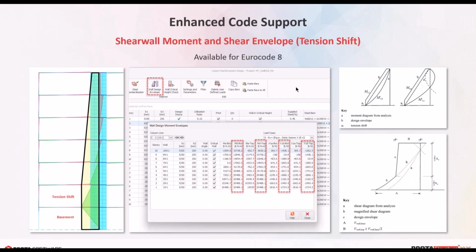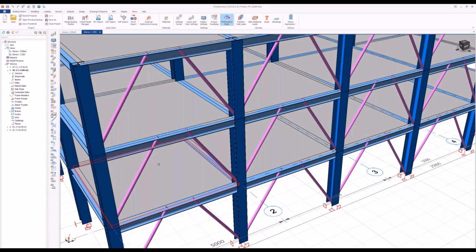Also in this version, we have developed the shear wall moment and shear envelope. In Eurocode terms, it's called the tension shift. So we calculate the tension shift, and we use the envelope moments at the critical height in order to ensure ductile behavior, ductile design of the shear wall. And also we calculate the shear envelope as well. These were the two items that I wanted to mention before going any further.